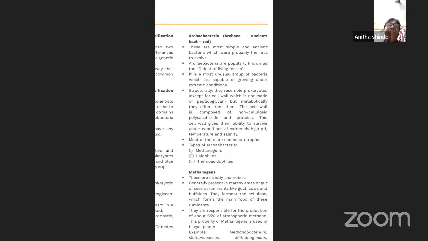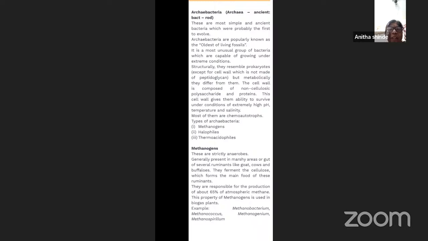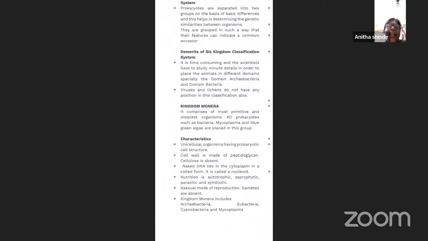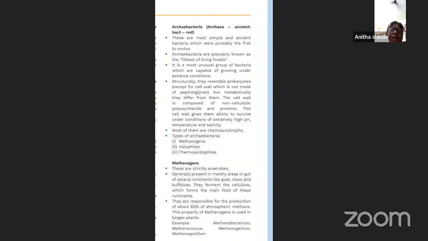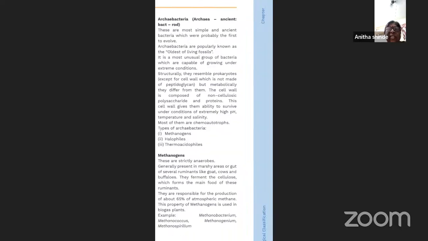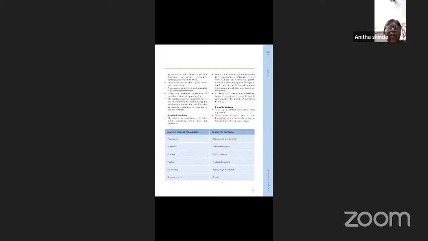So in detail they have given, but no need to talk about all those things. You can just tell about kingdom Monera, what it includes and what its characteristic features are. Because they have given a whole lot of detail, when I send the notes, I will give you only the required part. So no need to study all this. I'll give you an overall view.